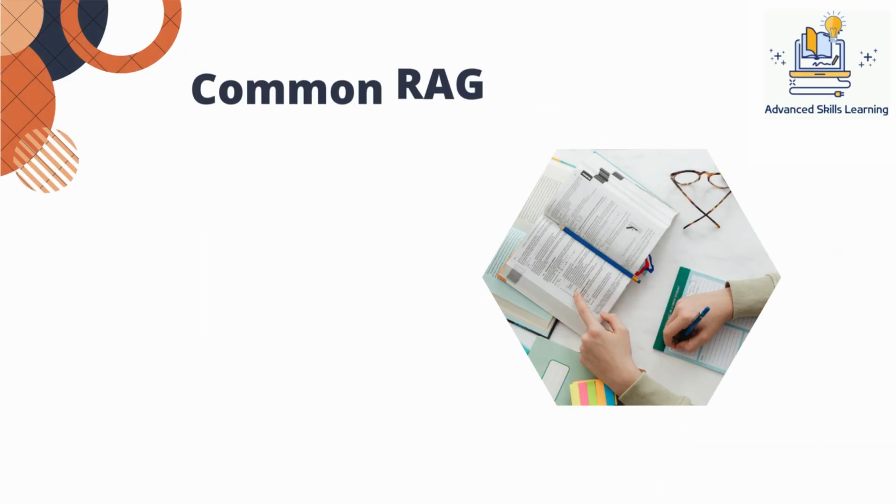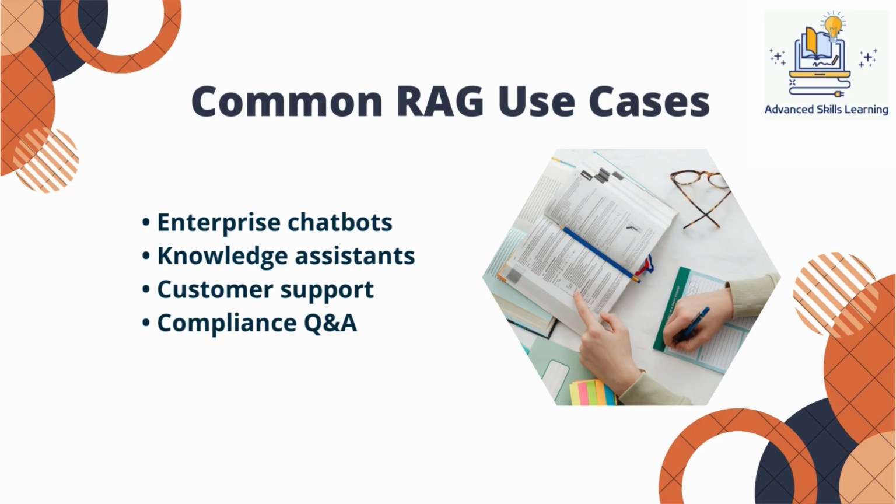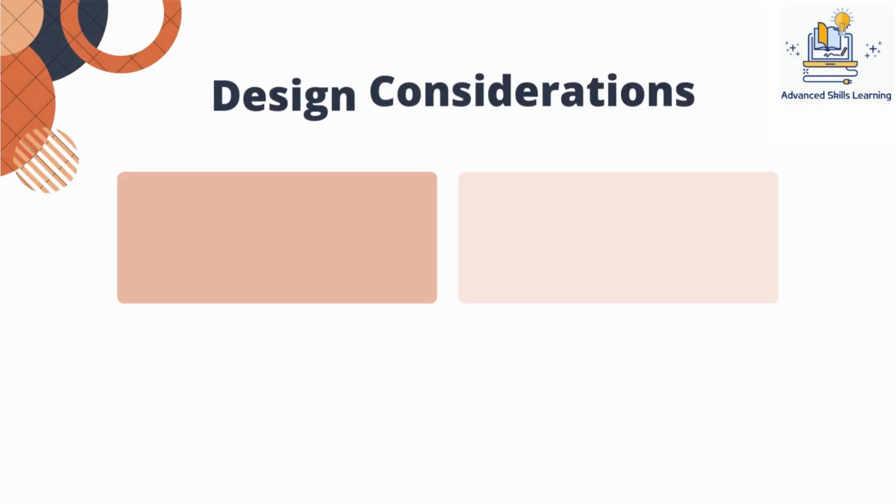Common use cases include internal knowledge assistance, customer support chatbots, compliance and policy question answering systems, and enterprise search applications. Any scenario where responses must be accurate, explainable, and up-to-date is a strong candidate for Retrieval Augmented Generation.